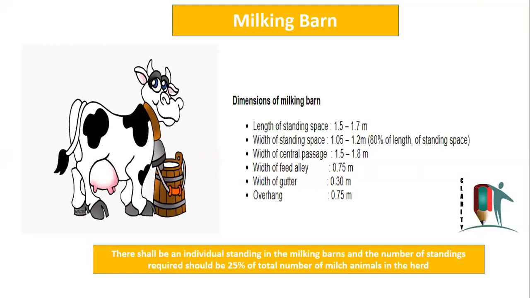Okay, how many milking barns should there be? It should be 25% of whatever the number of animals is. So we will prepare milking barns for 25% of the animals so that we can do milking step by step.